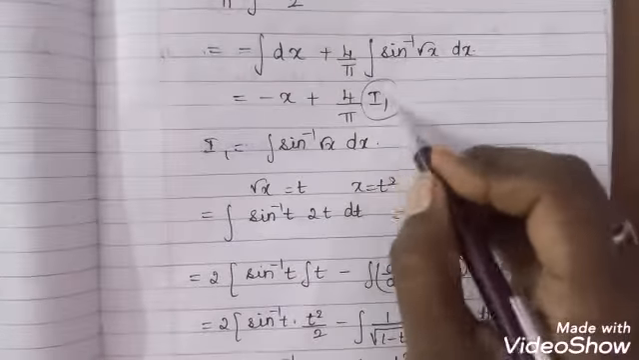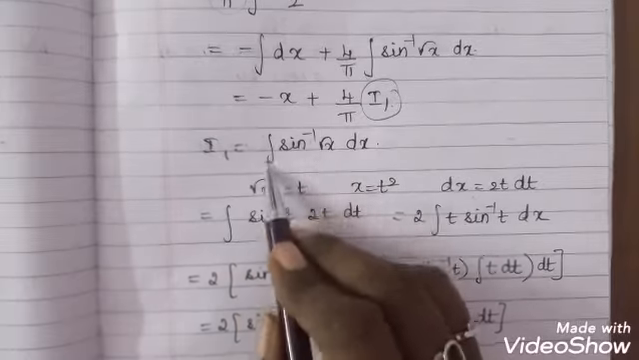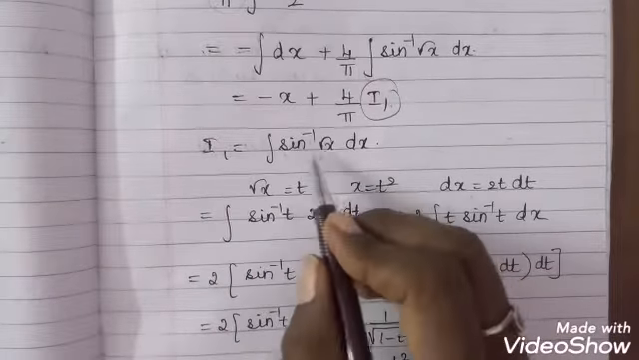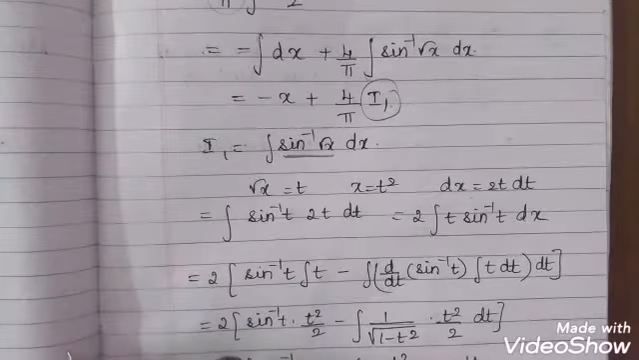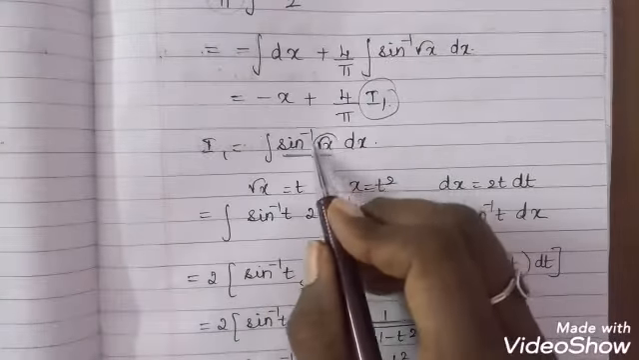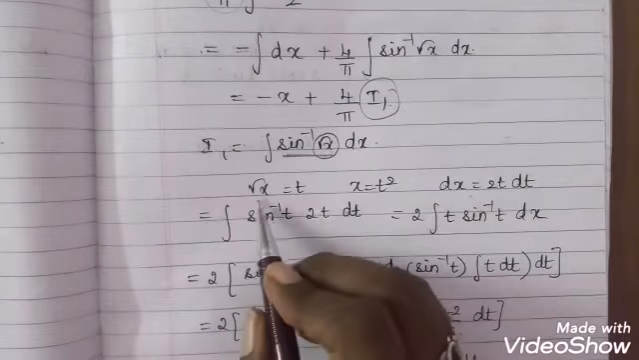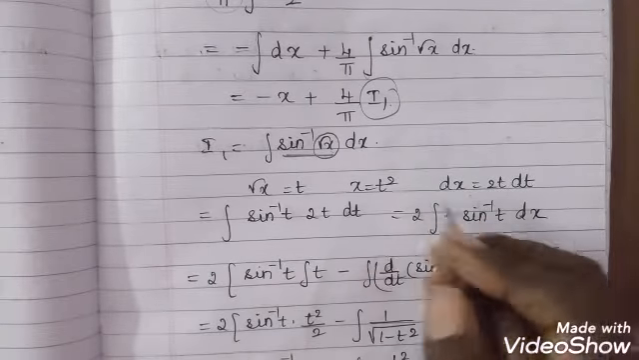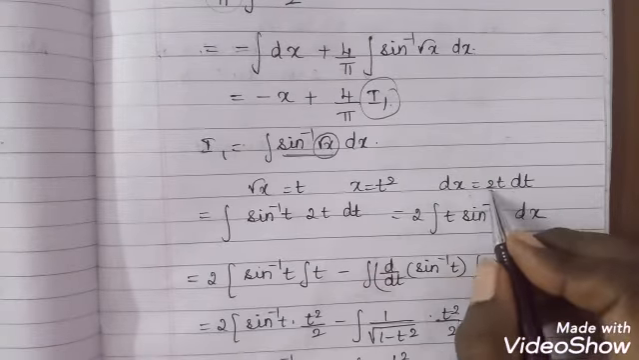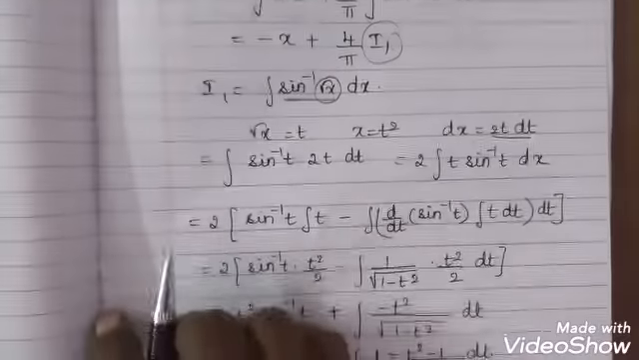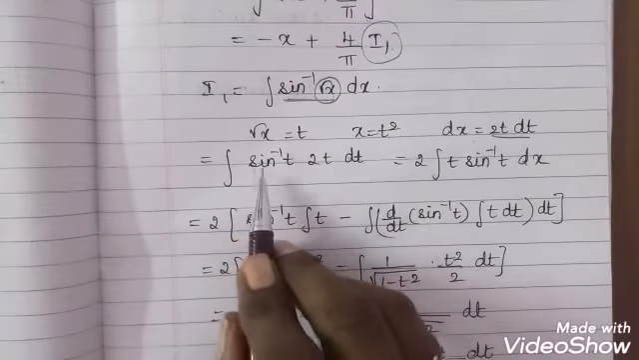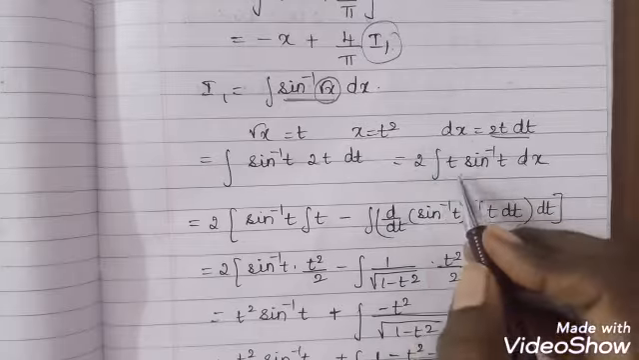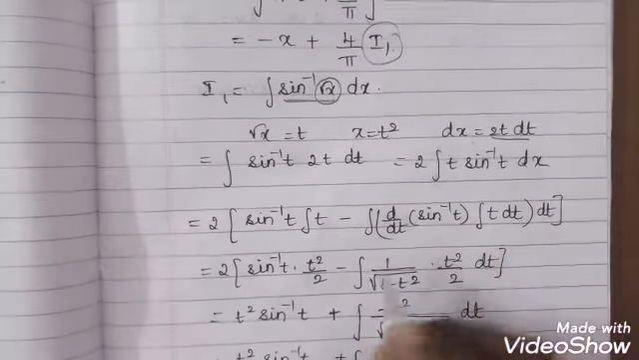Now to evaluate this integral, I1 is equal to the integral of sine inverse of root x dx. How do I evaluate it? By the method of substitution. My problem is with this root x, so I'll write root x is equal to t. So what will I get? x is equal to t squared. So what is dx equal to? It's nothing but 2t dt. So when I substitute it, it's the integral of sine inverse of t times 2t dt, which is equal to 2 into the integral of t into sine inverse of t dt.